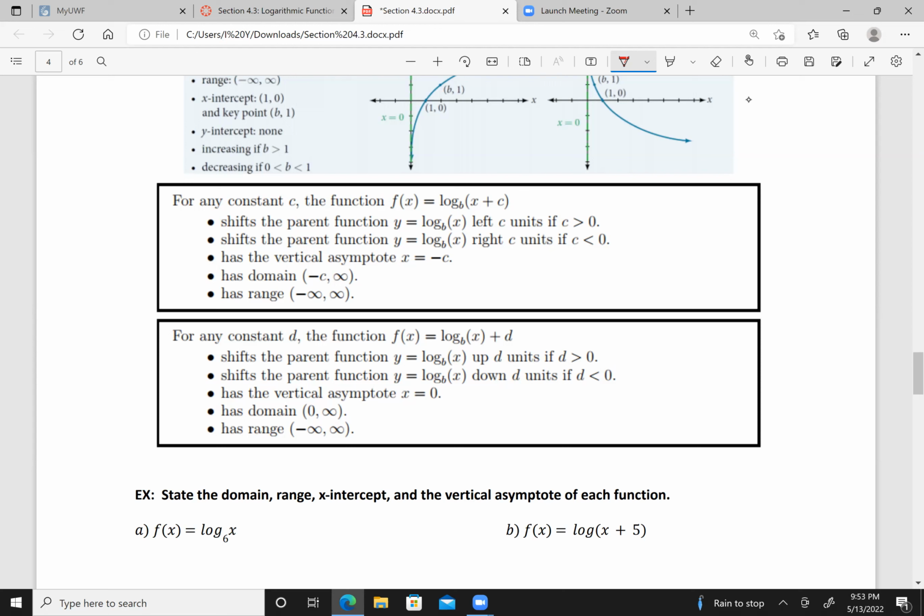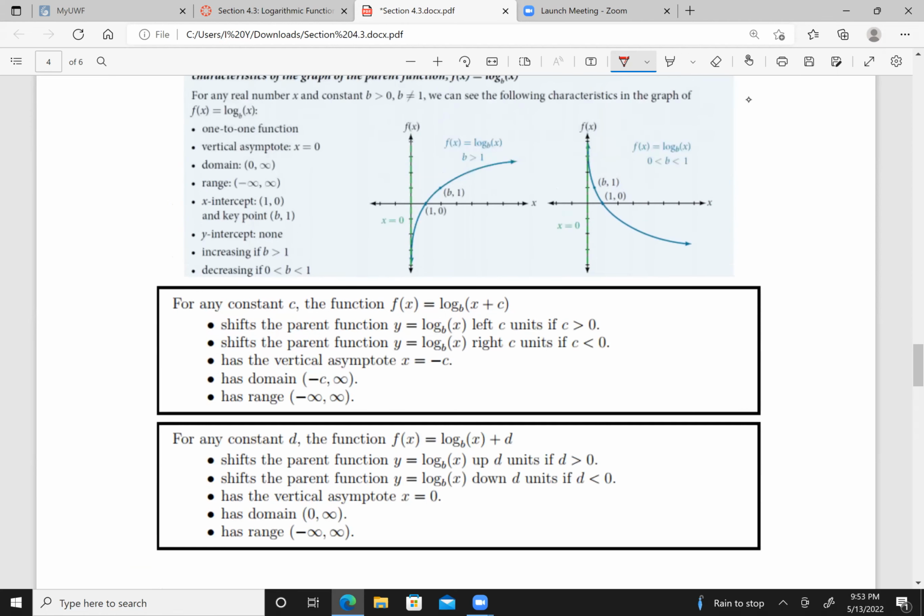And secondly, for any constant d, the function f of x equals log base b of x plus d shifts the parent function y equals log base b of x up d units for d positive, and down d units for d less than 0. Again, the vertical asymptote is x equals 0, the domain is 0 to infinity, and the range is negative infinity to infinity.